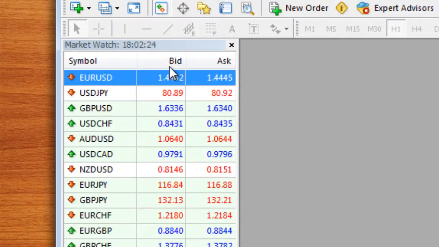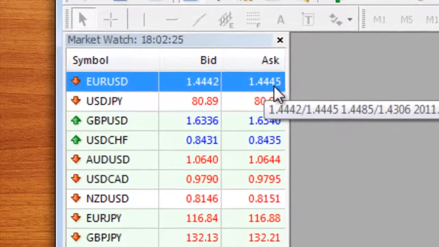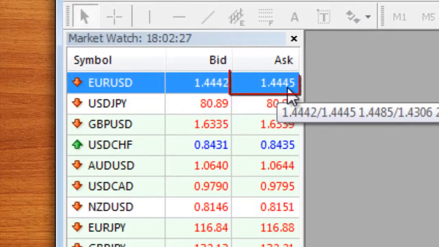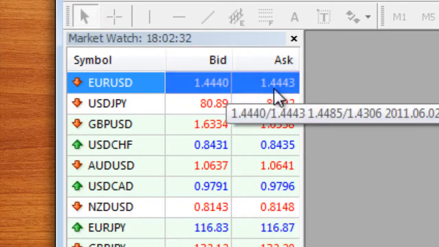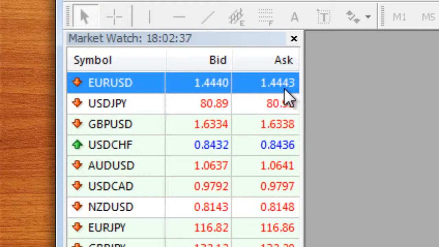The last column in the market watch then represents the ask or offer price, and we would buy the euro-dollar parity from the offer of our counterparty at 1.4445. Of course, we know that the difference between the ask and bid price is the spread, and in our trading platform, the spreads will always be fixed.